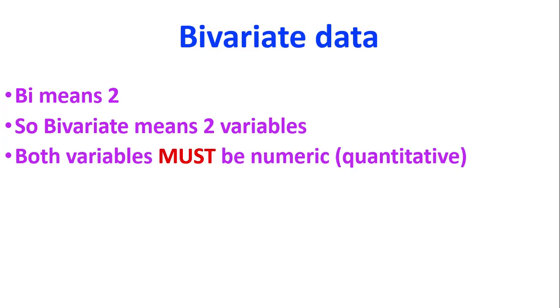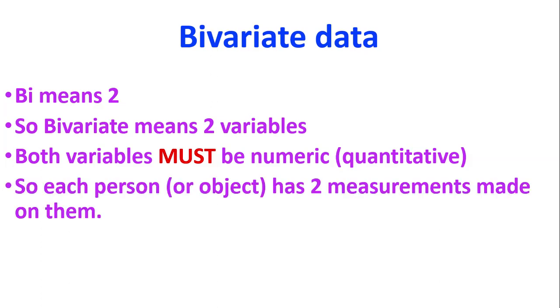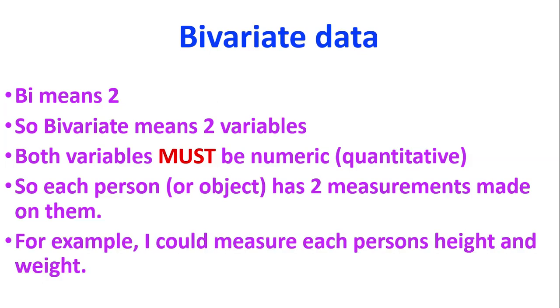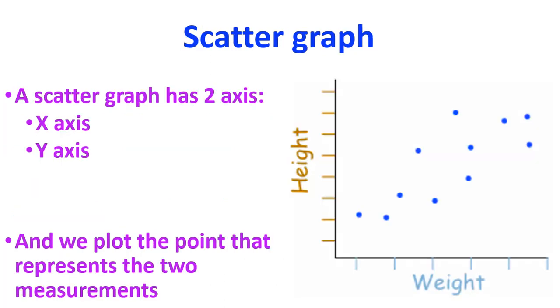And both of these variables must be numeric, so they're quantitative. One of them must be a measurement and the other one could be a measurement or could be a count. But generally speaking, both of them will usually be measurement variables. This means that each person or each object has got two measurements made. So for example, I might measure somebody's height and somebody's weight. So each person gets two measurements made on them.